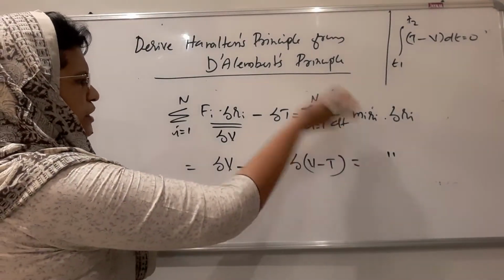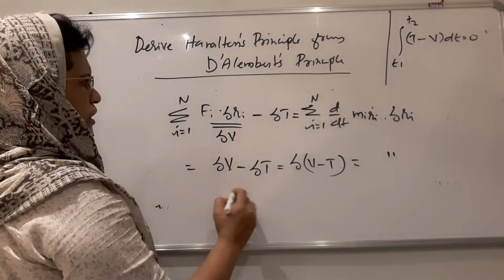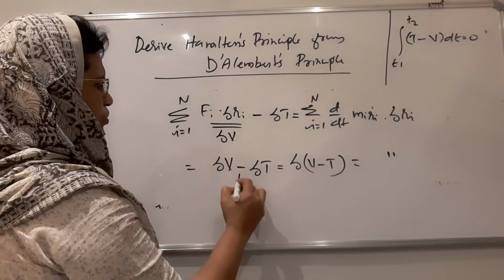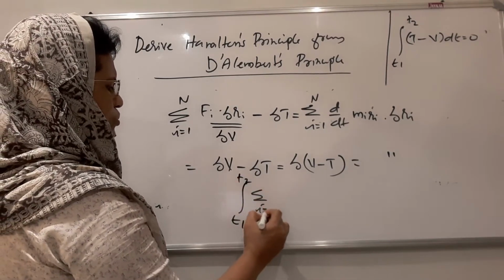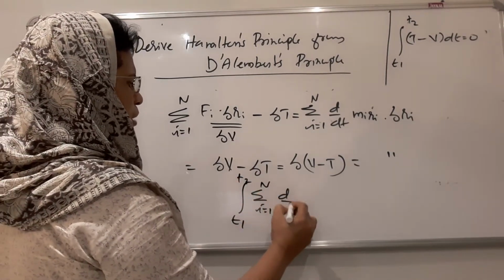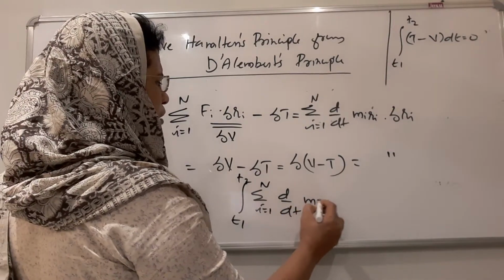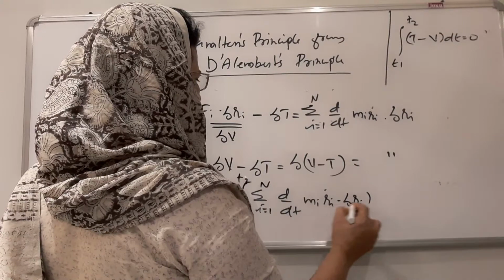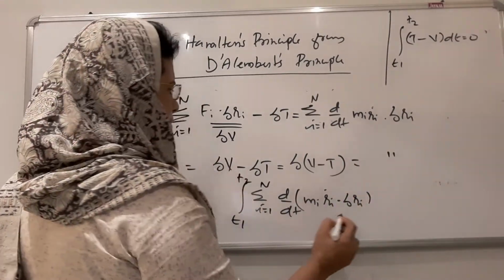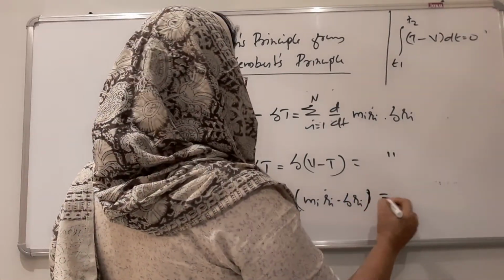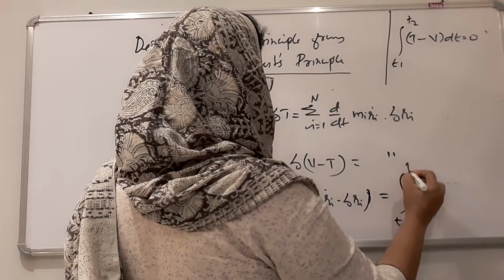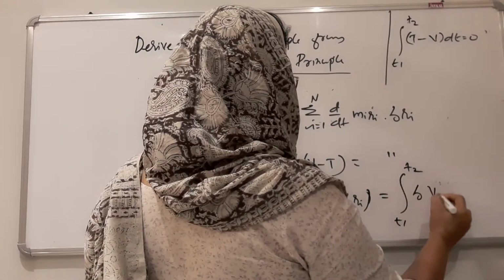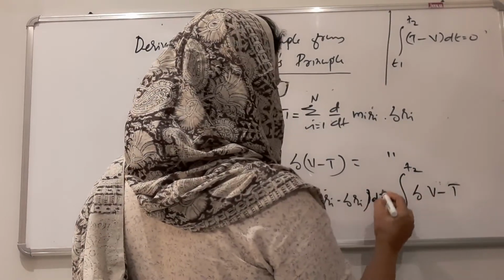That is, this term can be taken first. Integral from t1 to t2 of sigma i equals 1 to n d by dt of m_i r_i dot delta r_i is equal to integral from t1 to t2 of delta V minus T with respect to dt, we are integrating.